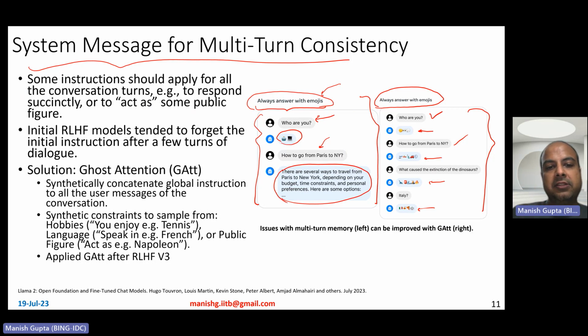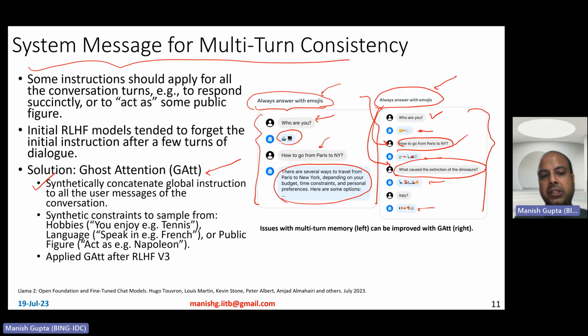Now, the way they did this was a very simple idea called ghost attention. Whenever they would take a sample and give it as input, they would synthetically concatenate the global instruction to all user messages of the conversation. So if you give this user message, you synthetically prepend it with this global message. Even this one, you synthetically prepend the global message right there.